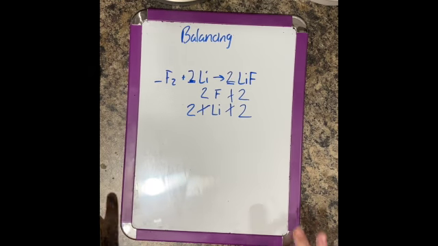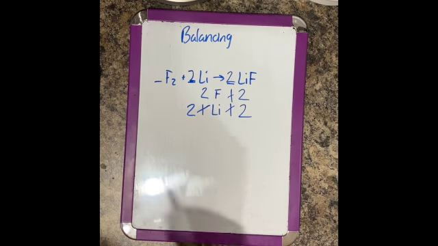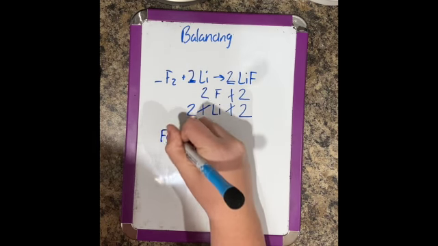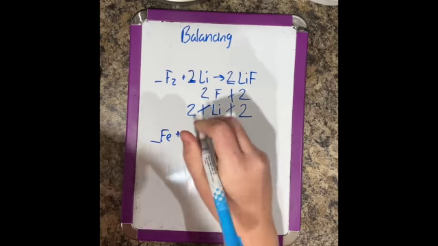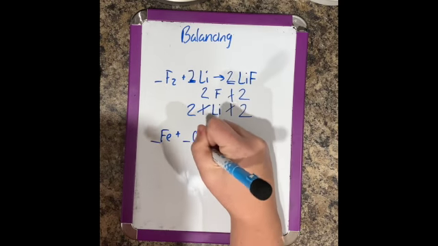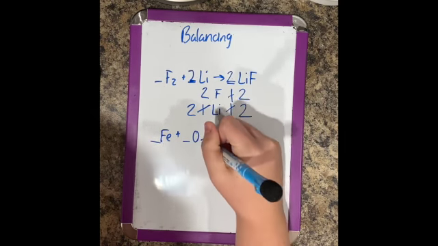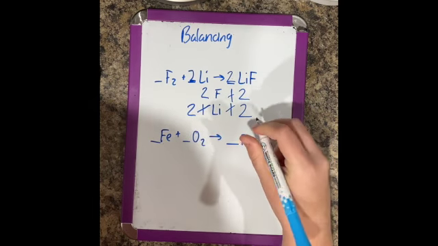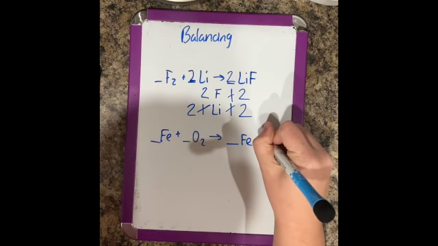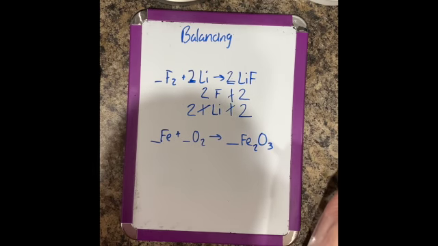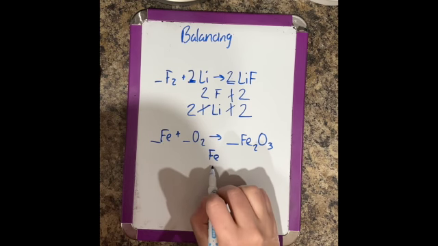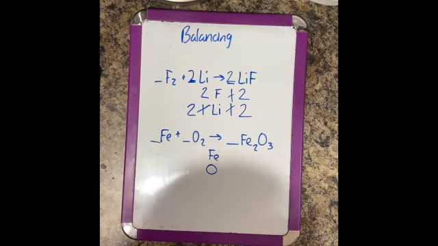So let's do another example. Let's do Fe plus O2 makes Fe2O3. So first we list our elements, Fe and we list O.